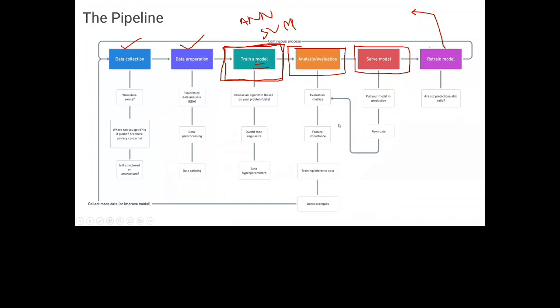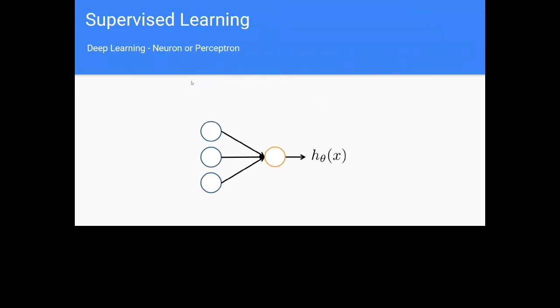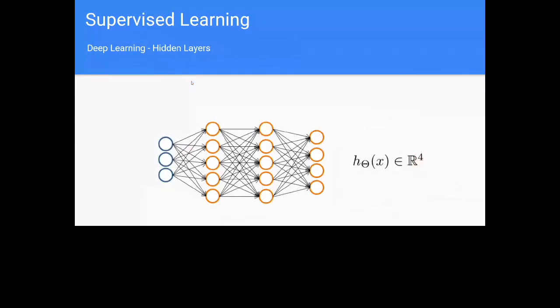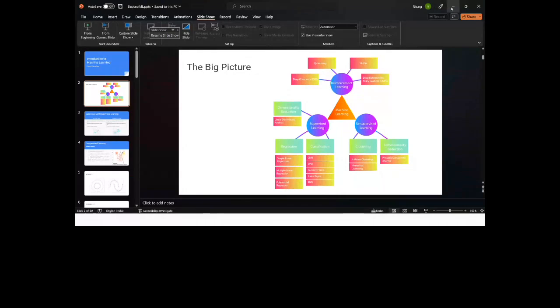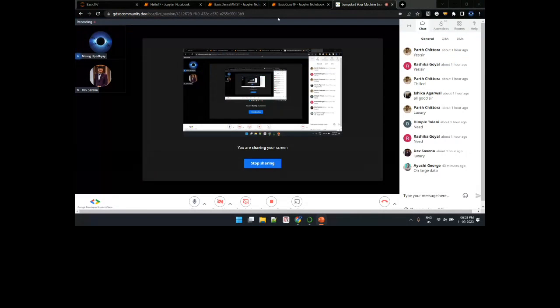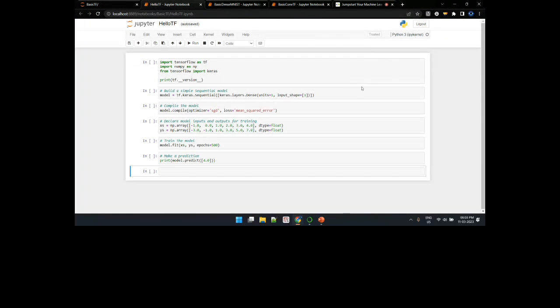So I guess it's already 6. What I'll do is I'll try to show you a basic machine learning model. We'll not discuss all the details of neurons and hidden layers and convolutional networks today, but I'll show you a basic machine learning model, just to give you an idea of what machine learning is.